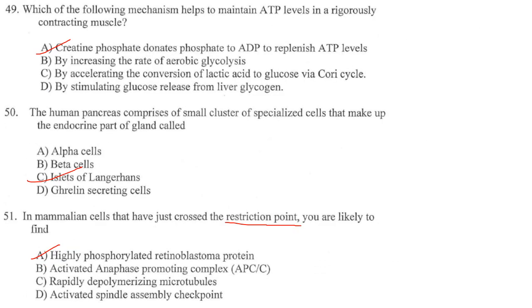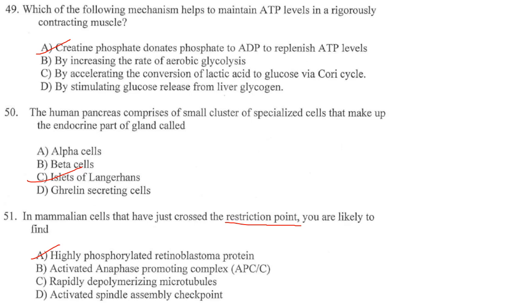Now, which of the following mechanism helps to maintain ATP levels in a vigorously contracting muscle? So it is creatine phosphate that is present in the muscle cells, which donates phosphate to ADP to replenish ATP levels. Answer is option A. These are all just direct questions, that's why I'm not explaining much. The human pancreas comprises a small cluster of specialized cells that make up the endocrine part of the gland called islets of Langerhans. Option C.